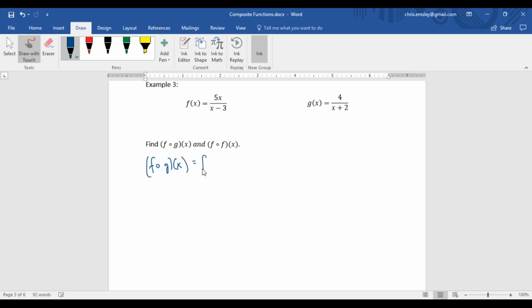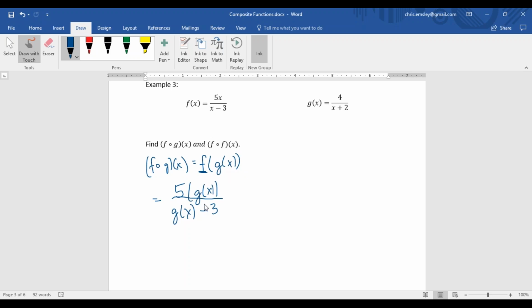That means we're taking f of g of x. G of x is our input into the function f. So start by finding that function. Where's f? Right up there at the top, 5 times whatever our input is, over our input again, minus 3. Okay, so that was applying our function f with g of x as its input.